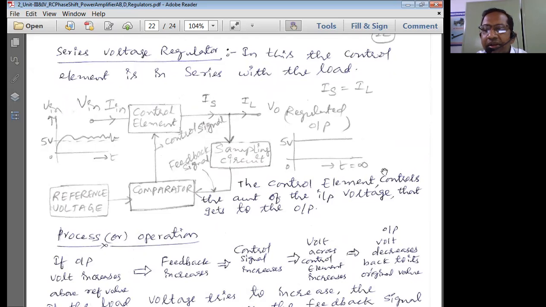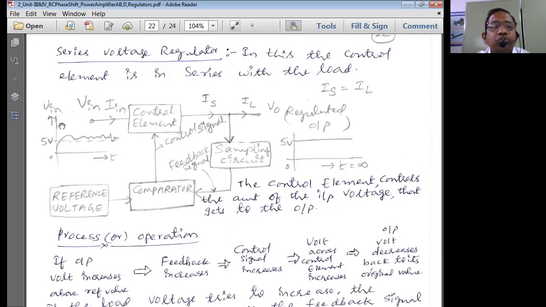Which is normally going to give us a constant output voltage for an infinite duration of time. That means even though the input is changing continuously, the output is not going to change at all. If the output is always fixed, then you can rely on it, and you can apply it to electronic gadgets.